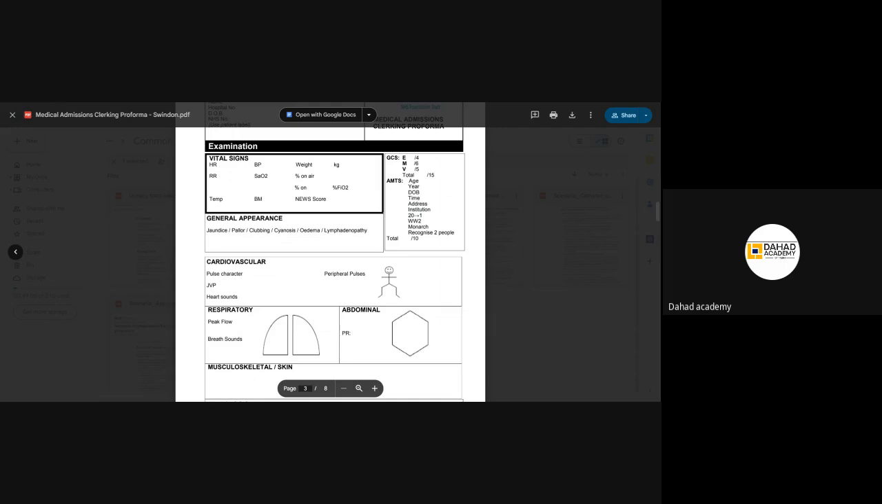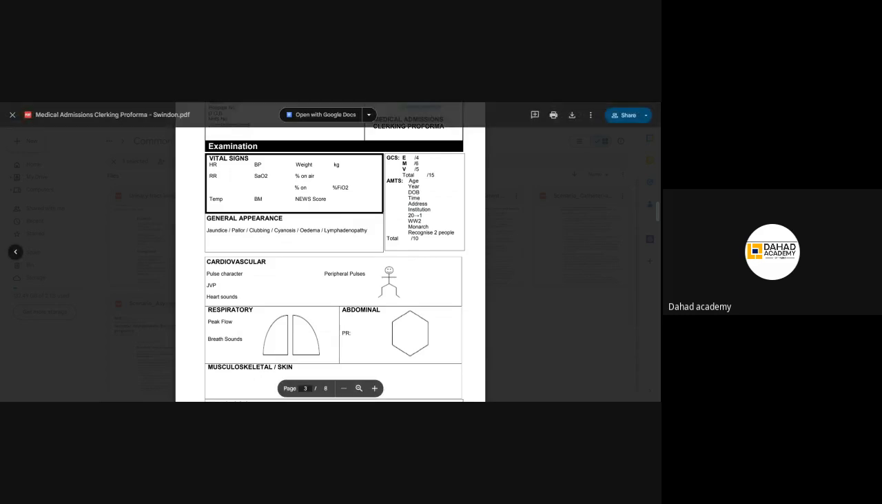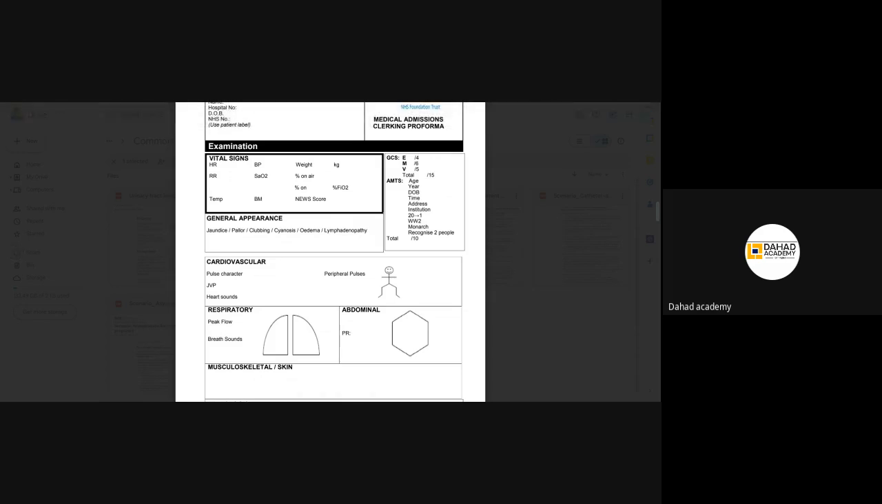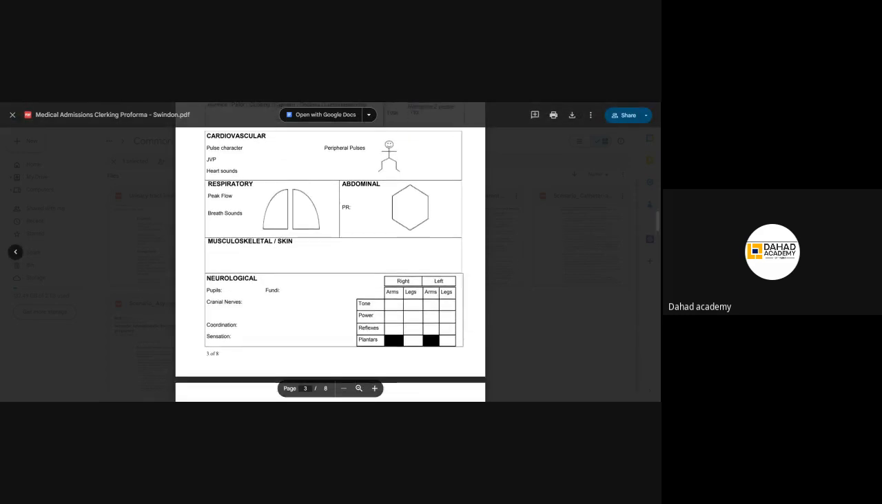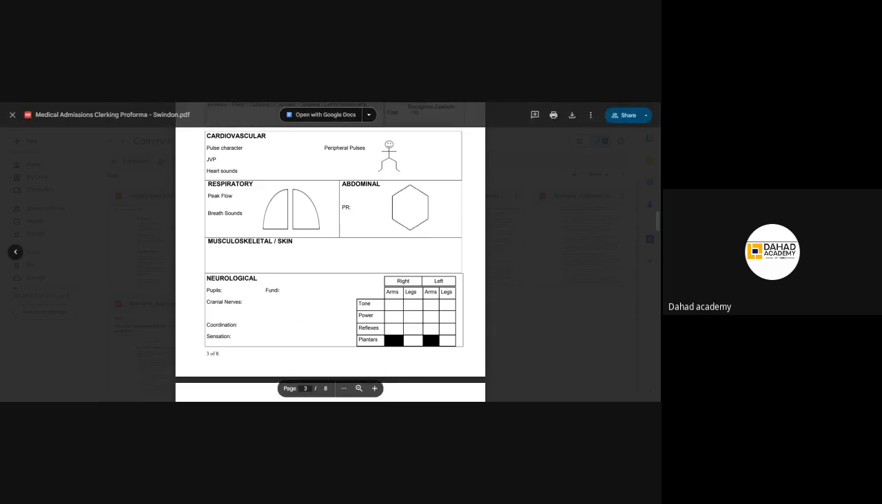Is he scoring 15 out of 15 or minusing some stuff? And what about the AMT? How is the mental status for this patient? Does he or she have dementia? Has she had any cognitive impairment? And then the examination, as we mentioned before, if the patient has jaundice, pallor, clubbing, cyanosis, any edema anywhere, and then go through the list for the JVP, listen to the heart sounds and mention it, see the peak flow, the breath sounds, and then the PR.